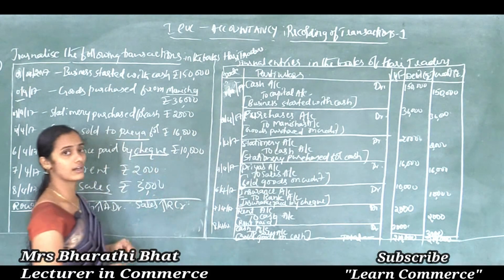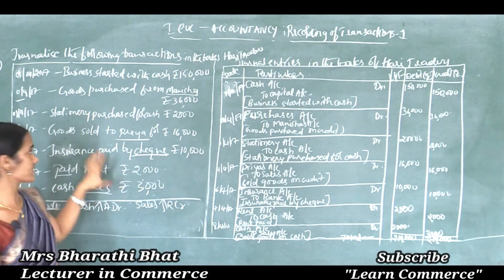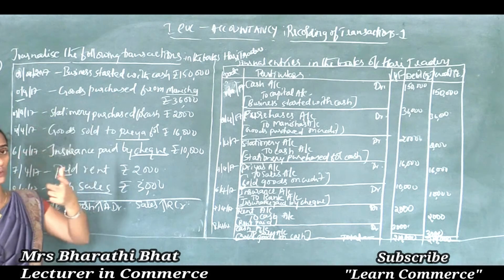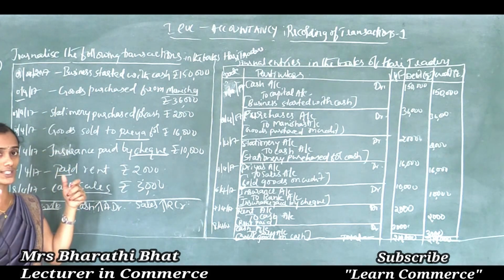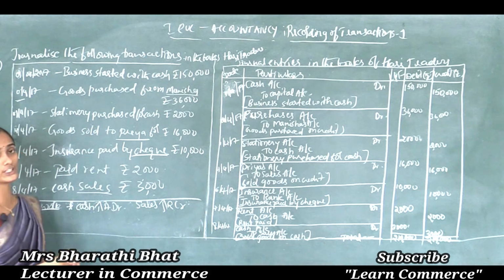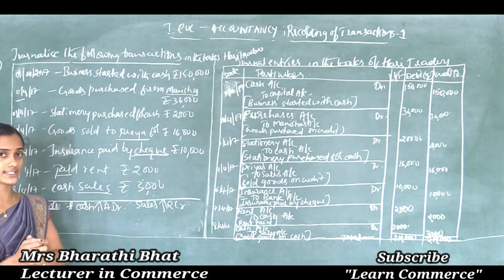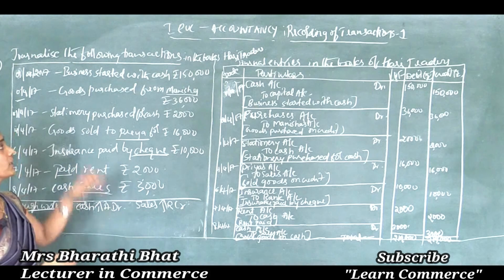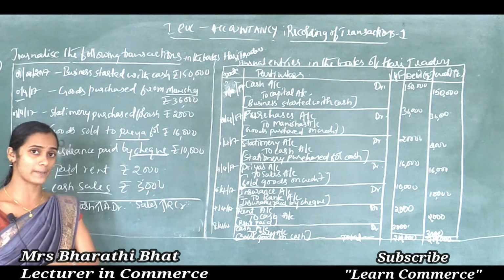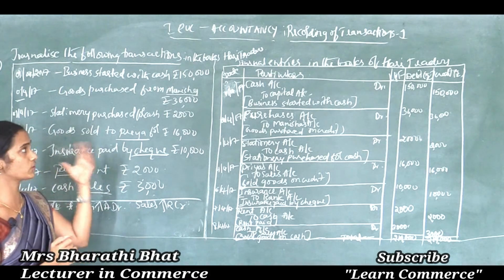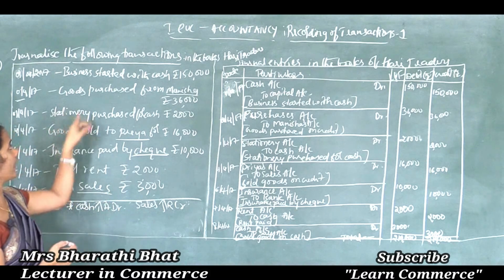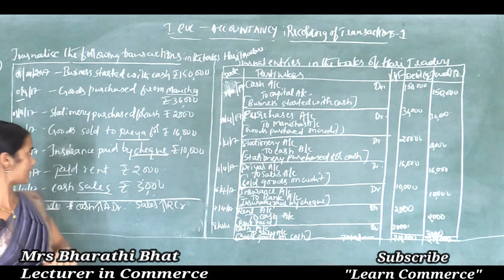Once again, just analyze these transactions. 1/4/17, business started with cash. Two accounts, cash and capital. Cash shows increased value, capital also shows increased value. Goods purchased from Manisha. This is a credit transaction because a person name comes here. So Manisha is considered as a creditor. Creditor comes under liability. It shows increased value. So we need to apply the rules of liability. An increase in liability is to be credited and an increase in expenses is to be debited, like that.